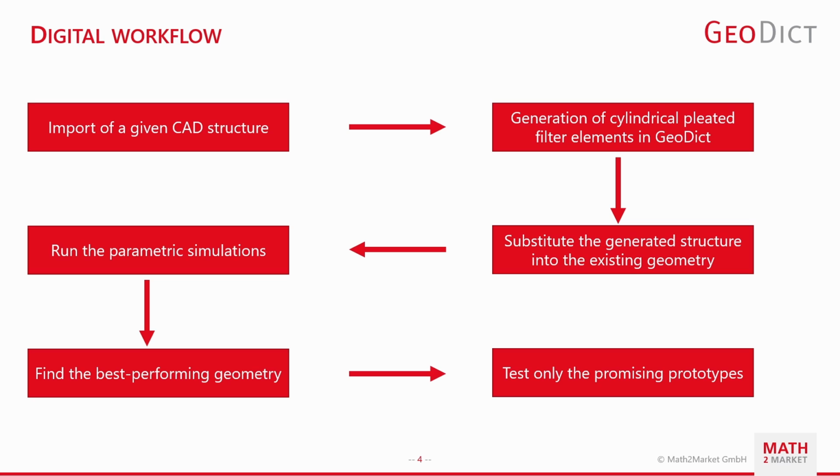In the following, the parametric simulations are performed either on a workstation sequentially or in parallel using the new cloud computation capabilities shipped with GeoDict 2023. By analyzing the results, the best performing configurations can be found and tested digitally. These promising prototypes are then manufactured and validated at the test bench. This procedure allows optimizing filtration-relevant parameters, saving material and time in the production and testing of filter elements.